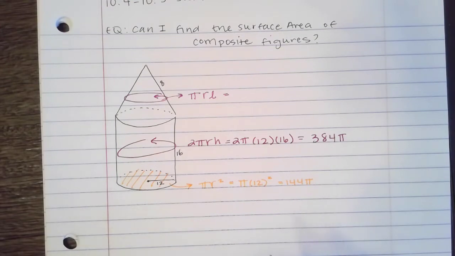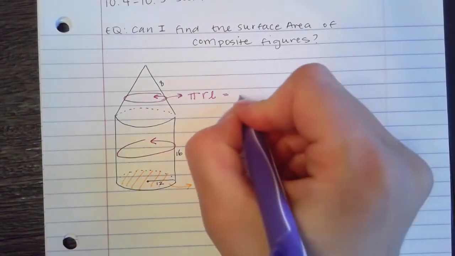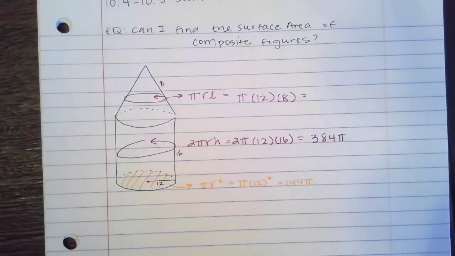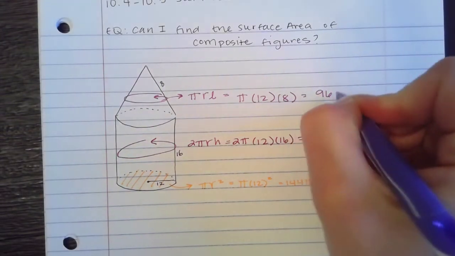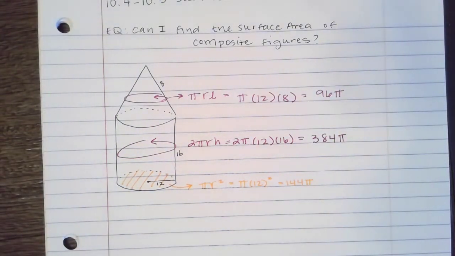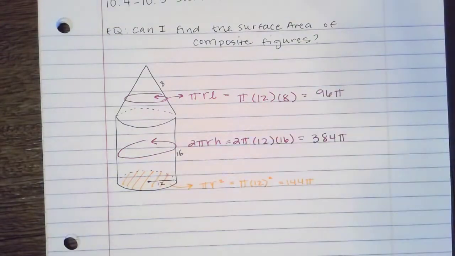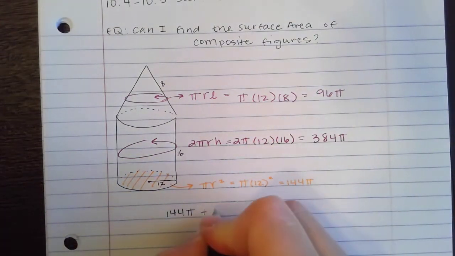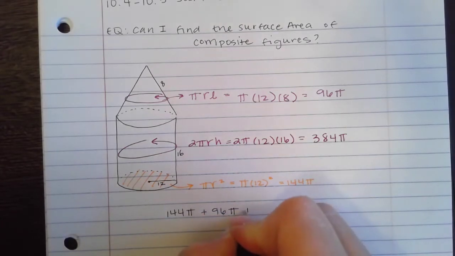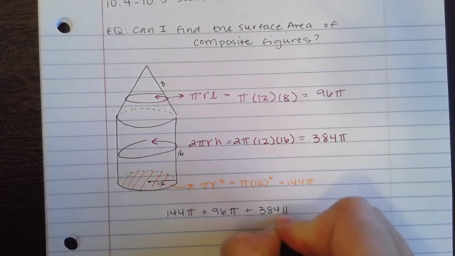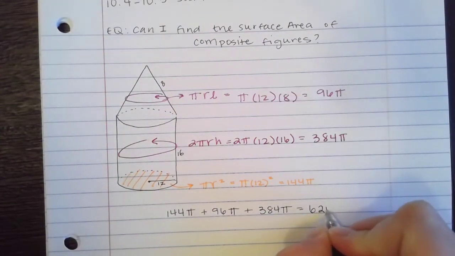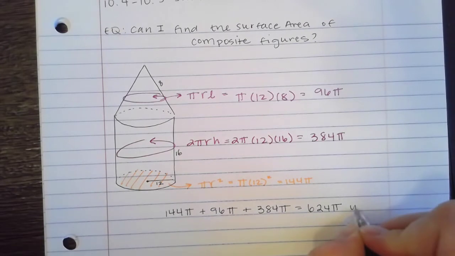I'm just going to triple check, make sure I wrote that down right. Yep. And so we have pi radius slant height. And I'm just going to multiply those coefficients together, and I get 96 pi. So I have officially found all of those pieces together, and I'm just going to add them up. 144 pi, 96 pi, 384 pi. Add those all up, and you get 624 pi units squared.